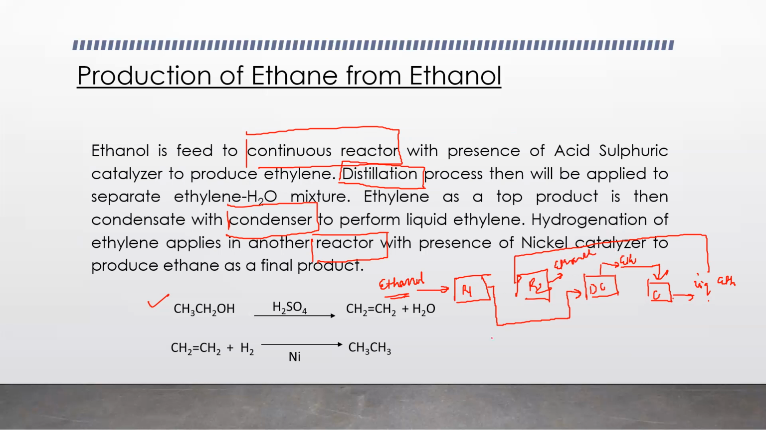So let's actually draw the block diagram since you've understood what the process is. So let's now draw a block diagram very nicely. So we have first ethanol.